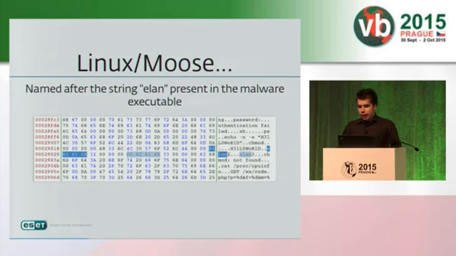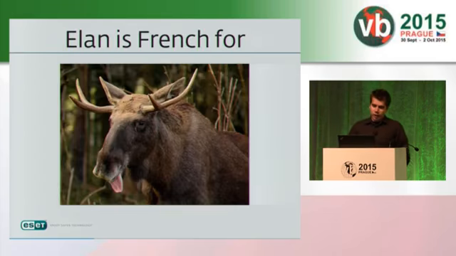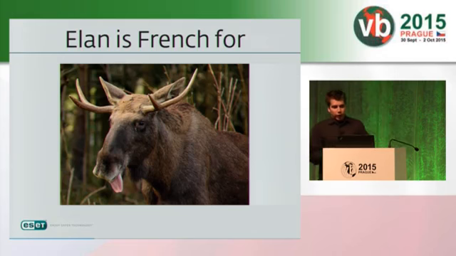So Linux Moose was named after a string elan present in the malware executable, right here, elan2, elan3, which was the file that the malware was downloaded as before being executed. So elan is French-Canadian speaking. For me, I was familiar with a moose, a French-Canadian moose, if you want, or not French, but anyway, Canada moose.